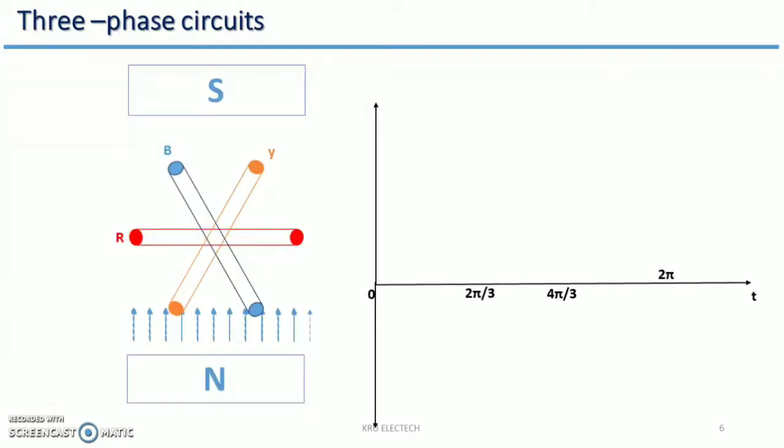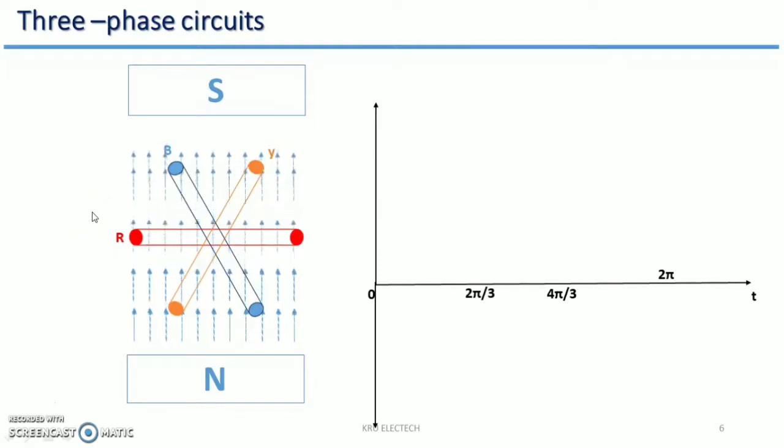Let us see how the three-phase power is produced. Here are three different coils. One is R, another is Y, and the last one is B. The angle between R and Y is 120 degrees, and the angle between Y and B is again 120 degrees. Let us see.